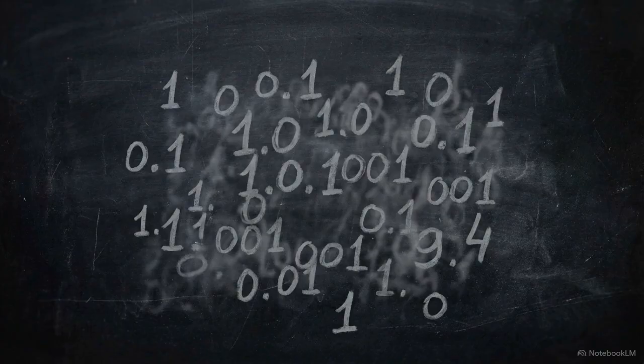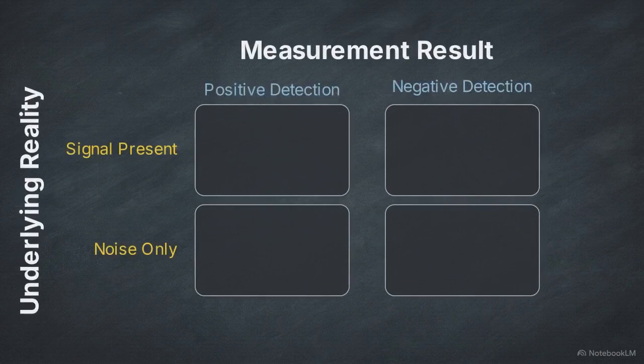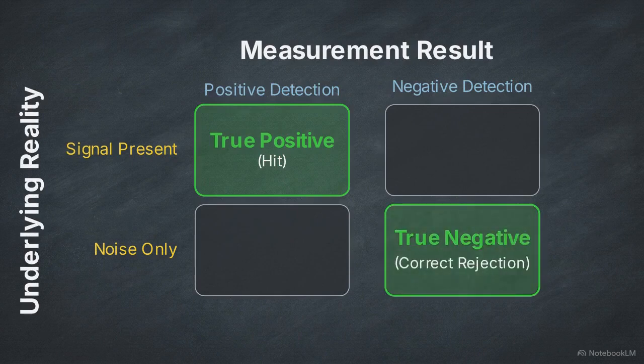Because every measurement happens under this cloud of statistical uncertainty, every time we test for something, a disease, a weapon, a signal, we are forced into a matrix of 4 possible outcomes. 2 of these outcomes represent success. A true positive means we detected a signal that actually exists. A true negative means we correctly ignored noise that was just noise. But the other 2 outcomes are failures.